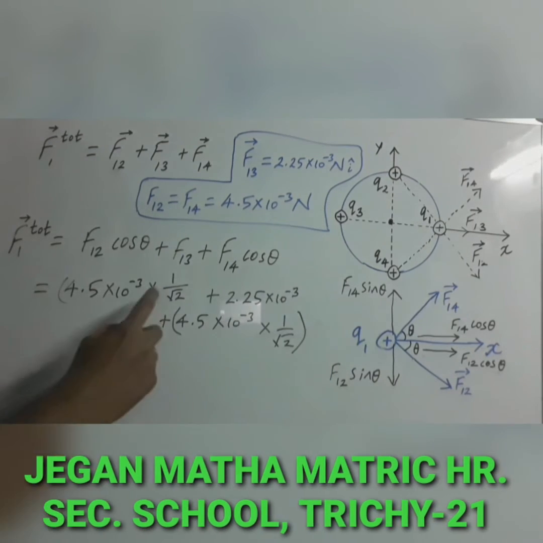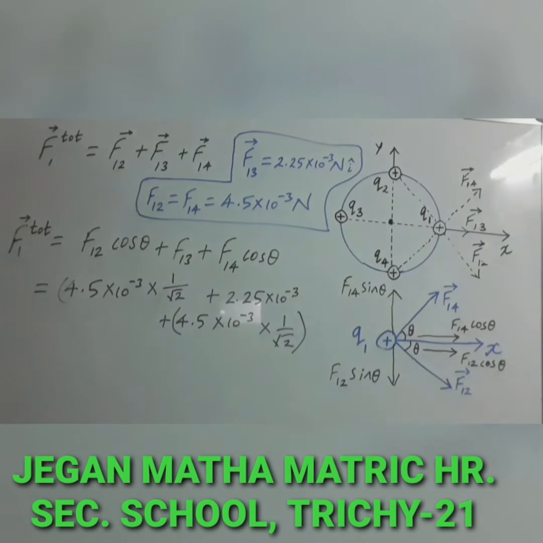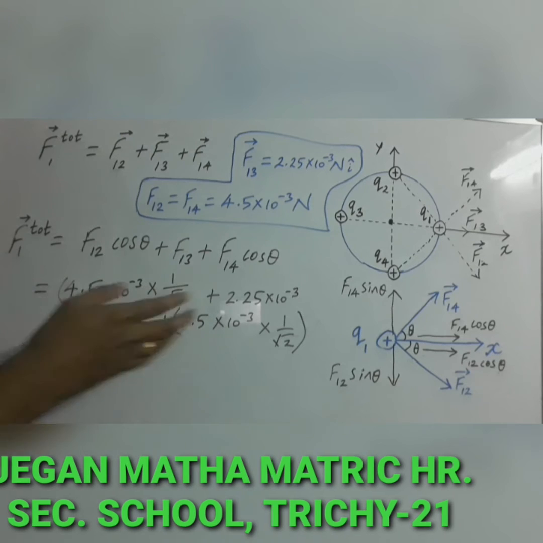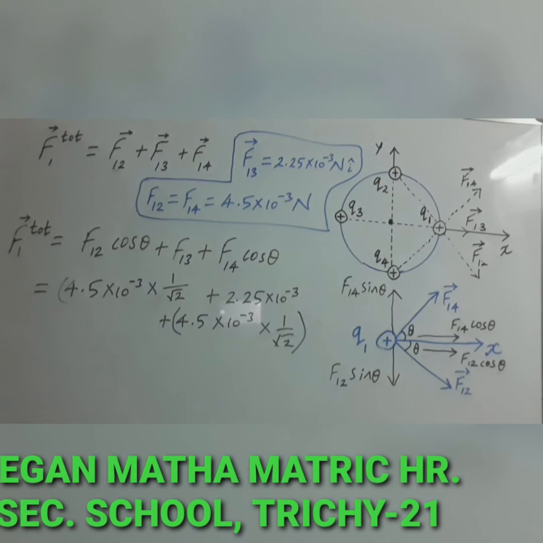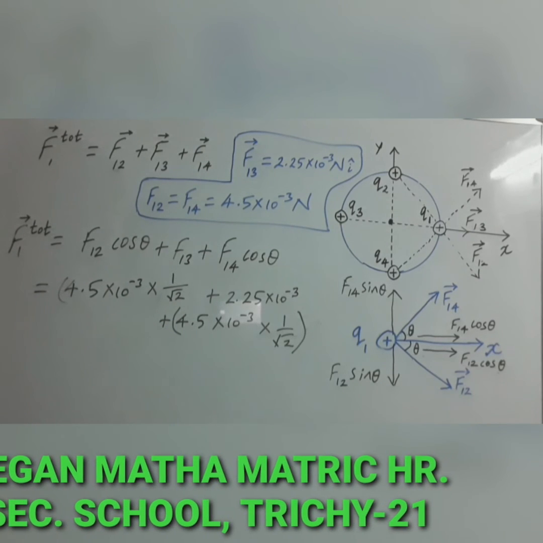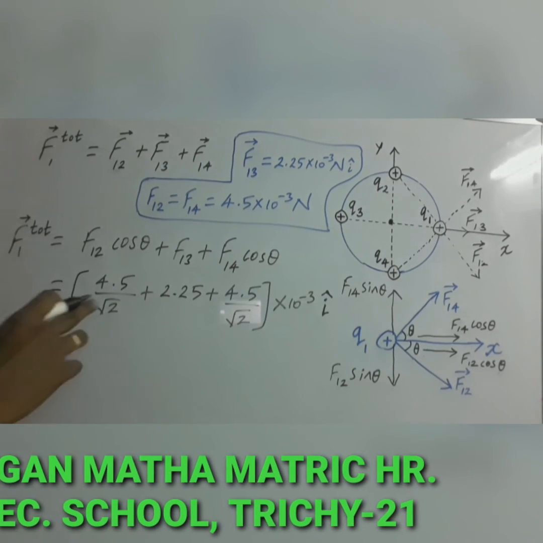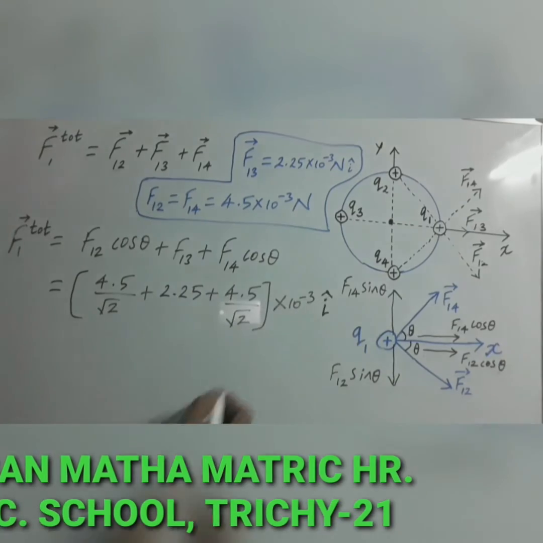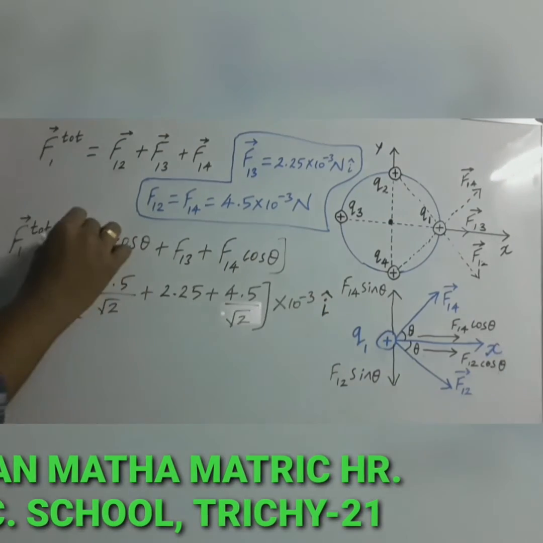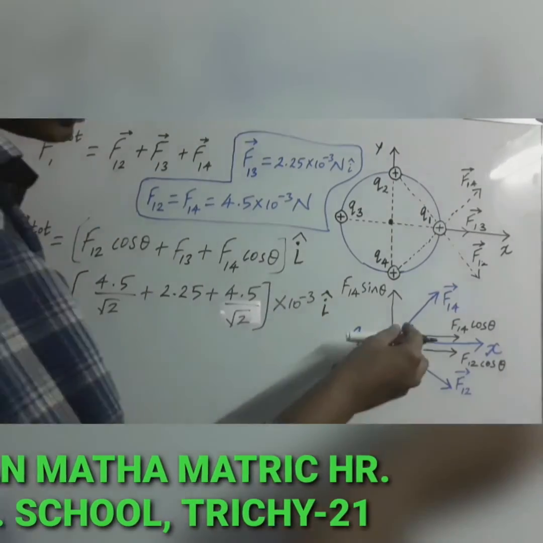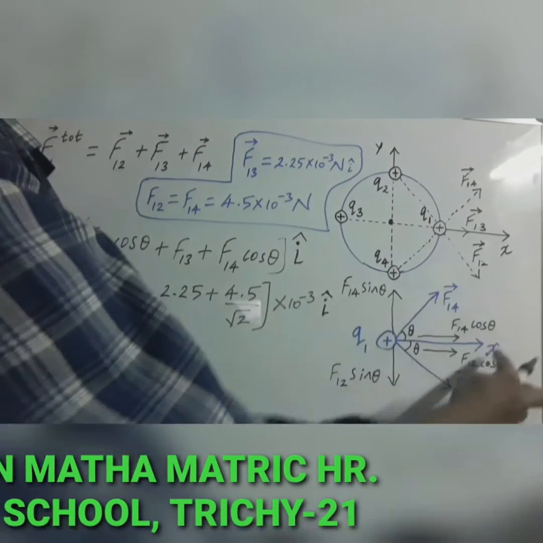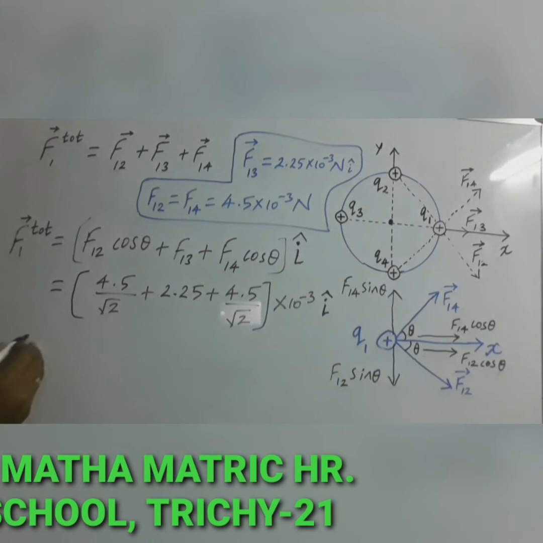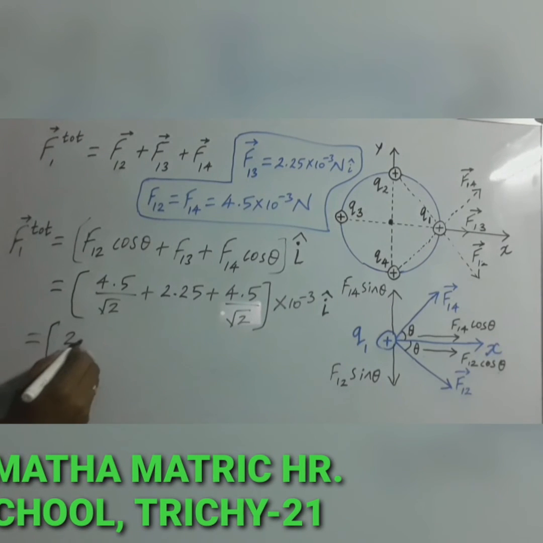In this expression, 10 to the power of minus 3 is the common thing that can be taken outside. Instead of writing 1 by root 2, we can write 4.5 divided by root 2. So let us rearrange this. Since all are acting along the positive x-axis, we have to include the i cap. Here also, we can include total force acting on Q1 along the positive x-axis. So i cap is introduced here. Now 2.25.